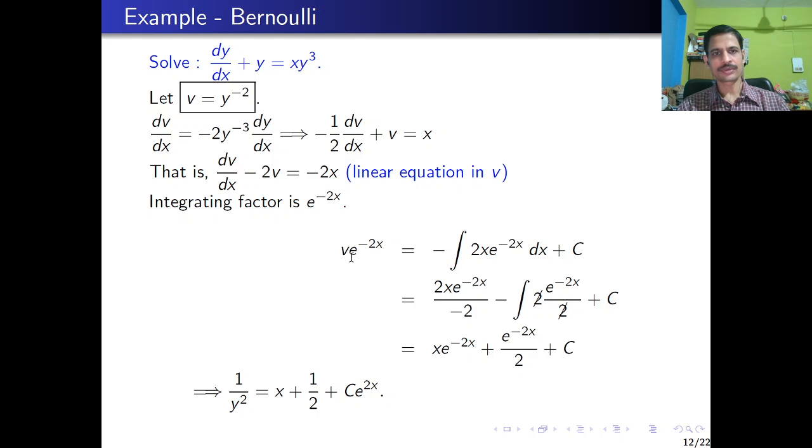So we substitute here the value of v which we have taken. Value of v is 1 by y square. So we substitute 1 by y square and we multiply this equation by e raised to 2x. So all this e raised to minus 2x will cancel and there will be a new e raised to 2x appearing here. So what is given here, 1 by y square is equal to x plus 1 by 2 plus c e raised to 2x, is the solution of the given Bernoulli equation.